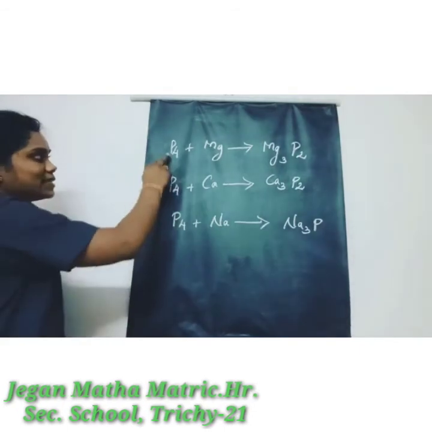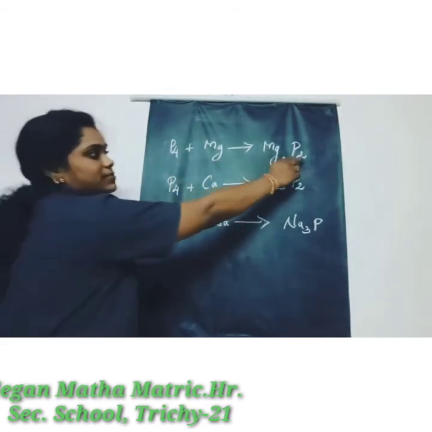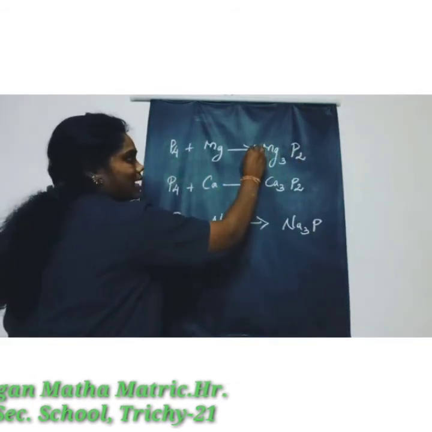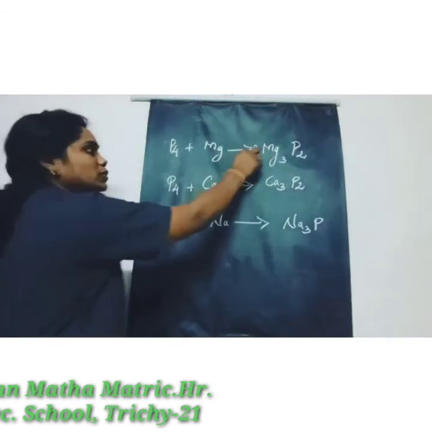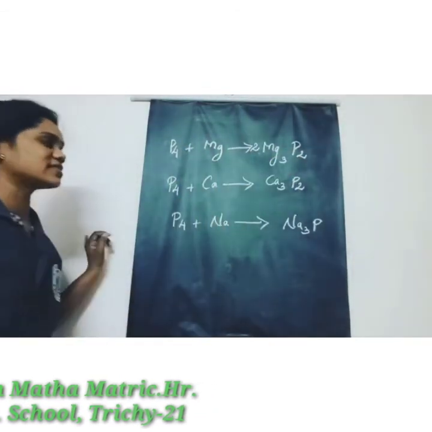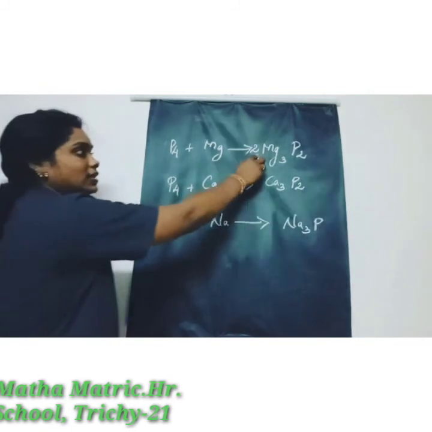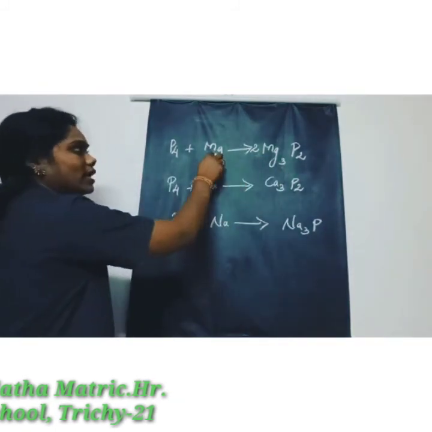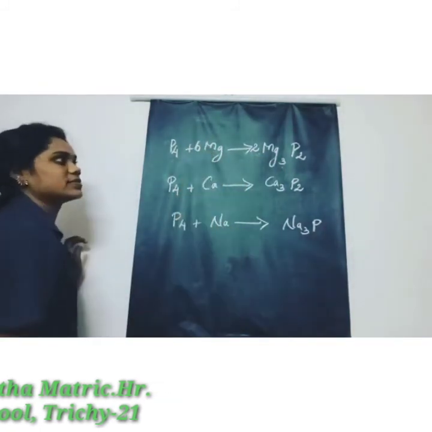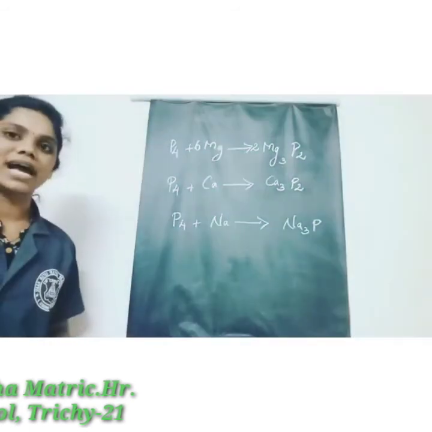So here phosphorus 4 times, but here phosphorus 2 times. So 2 times of phosphorus, so 2 2s are 4. Phosphorus is balanced. And then magnesium. Here 2 3s are 6. So here only 1 time, so 6 times. So first equation is balanced.